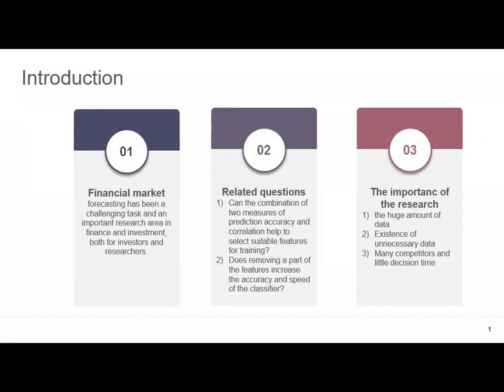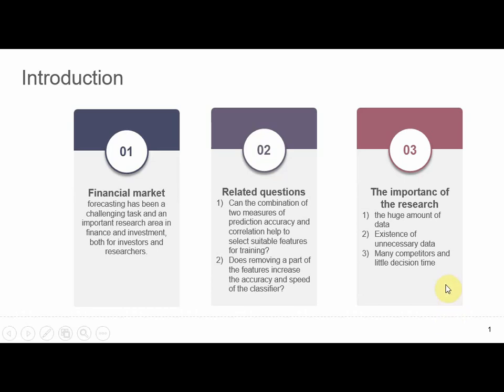Financial market forecasting has been a challenging task and an important research area in finance and investment, both for investors and researchers. Related questions: 1. Can the combination of two measures, prediction accuracy and correlation, help to select suitable features for training? 2. Does removing a part of the features increase the accuracy and speed of the classifiers?